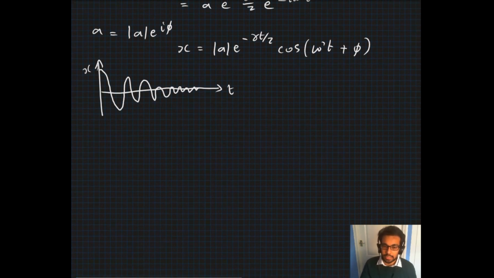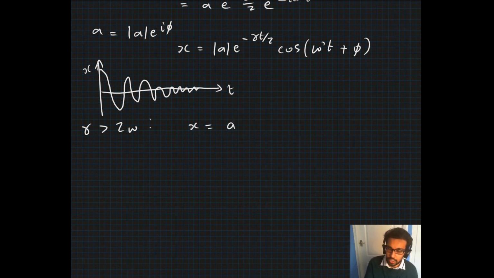Now let's look at the next case of heavy damping. If we have gamma greater than 2 omega, then the system is said to be overdamped or heavily damped. And then the general solution we can find is the sum of two exponentials.